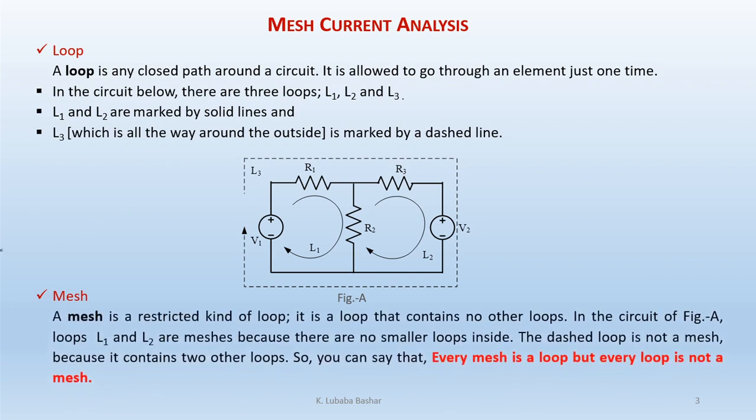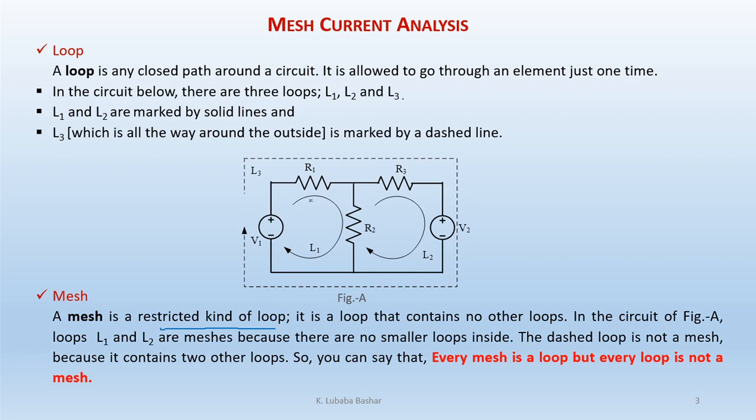What is a mesh? A mesh is a restricted kind of loop. From the definition of a mesh, we can see that a mesh is also a loop, but it is a restricted kind of loop. Like what? Inside a mesh, you will not be able to find any other loop. A mesh is a loop, but inside a mesh, you will not be able to find any other loop. That is, it is the shortest possible loop.